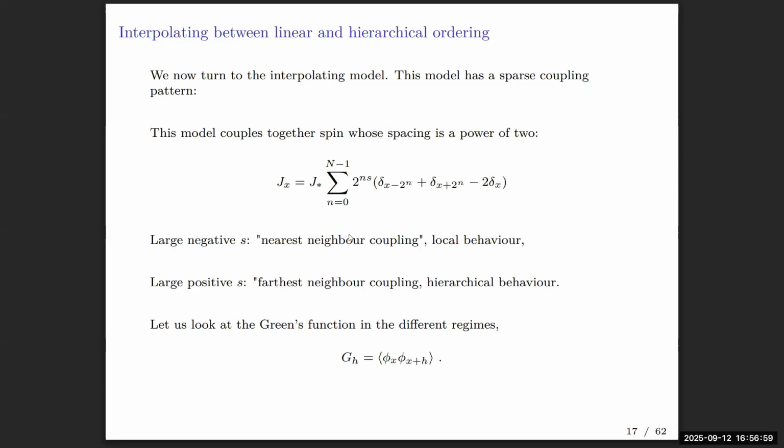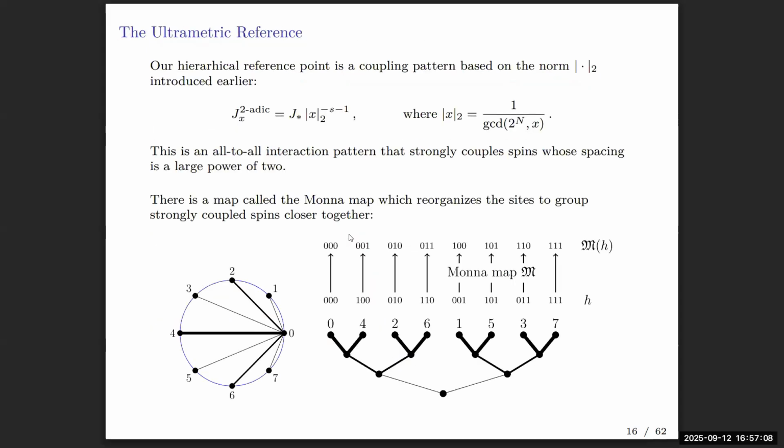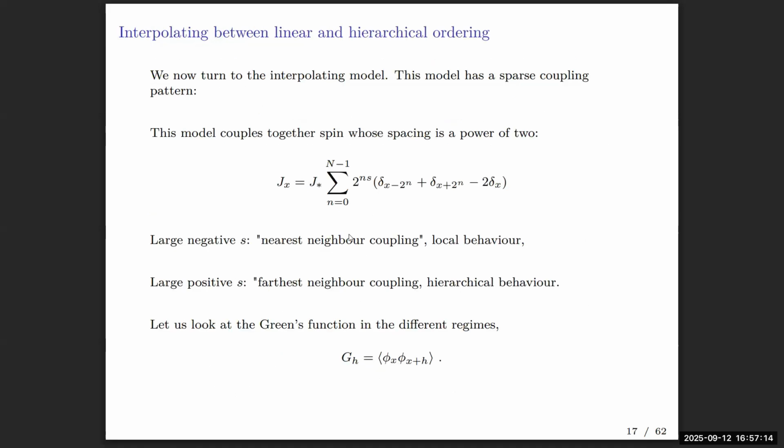Now the interpolating model has a sparse coupling pattern. Compared to the hierarchical one I showed you, which is all-to-all, where you have some coupling even if the difference is not a power of 2, in this one you're only coupling powers of 2. So it's not an all-to-all coupling. It is sparse: most of the spin pairs don't couple together. As you vary this number s, if s is negative, then you're coupling things spaced by a small power of 2, which means ultimately you're coupling the nearest neighbor. Whereas if you take a large positive s, then it's the farthest powers of 2, the ones with the small cluster size 2 norm.